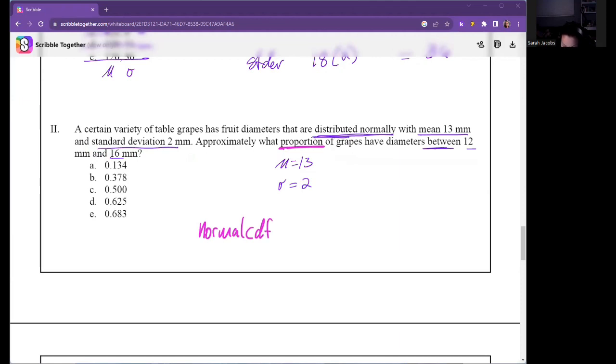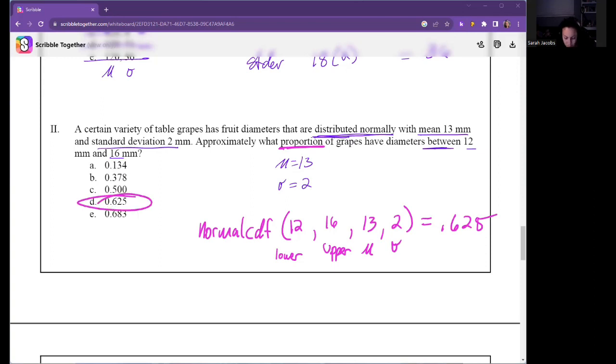Now, what's nice here is because we're looking for a value between 12 and 16, 12 is our lower number, so let's make that our lower boundary. 16 is our upper number, so let's make that our upper boundary. And then the mean is 13. Standard deviation is 2. And when you plug that in your calculator, you get about 0.625, which is indeed one of our answers.